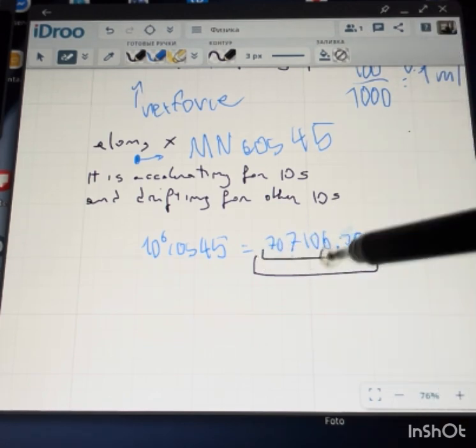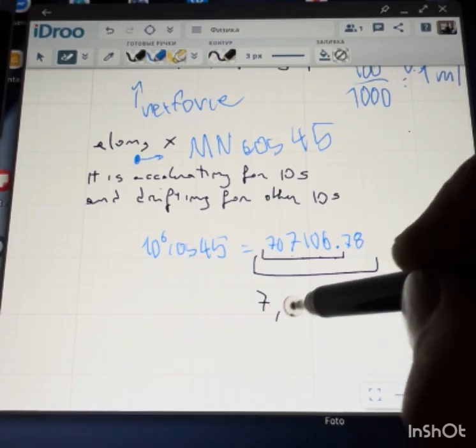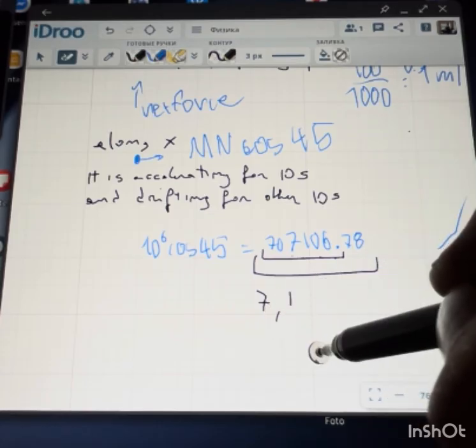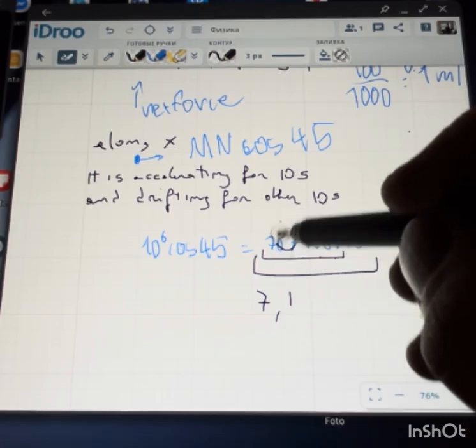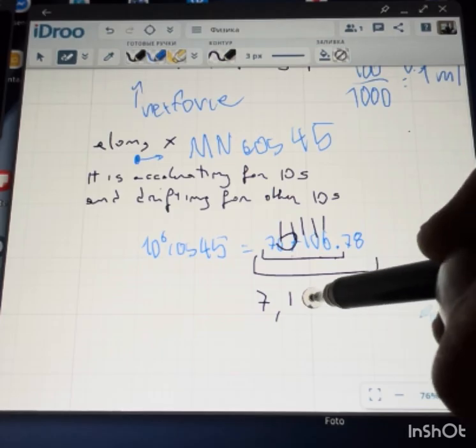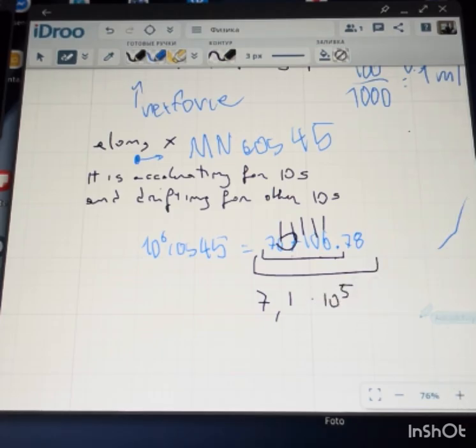So this is the whole number. How much is this? This is 7.1, because we round it here up. Times 10 to the 1, 2, 3, 4, 5. Got it? Okay, got it. Good. So it's 7.1 times 10 to the 5th. Measurement unit? 10 to the 5th Newtons. We are talking about force.